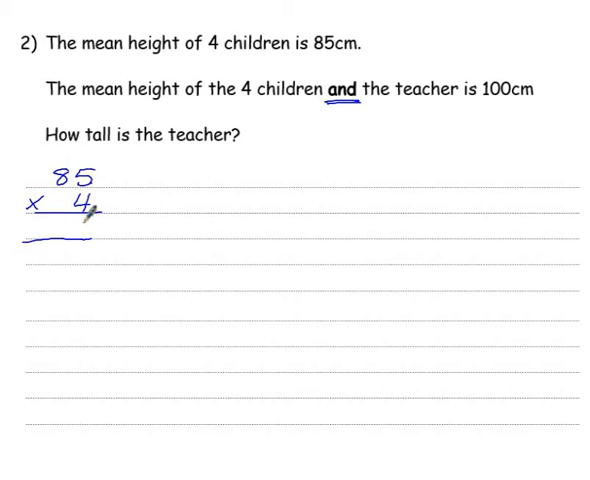Four times 5 is 20, 0, carry 2, 4 times 8 is 32, and the 2 is 34. So all the children's heights add up to 340 centimetres. So the children's height is equal to 340.